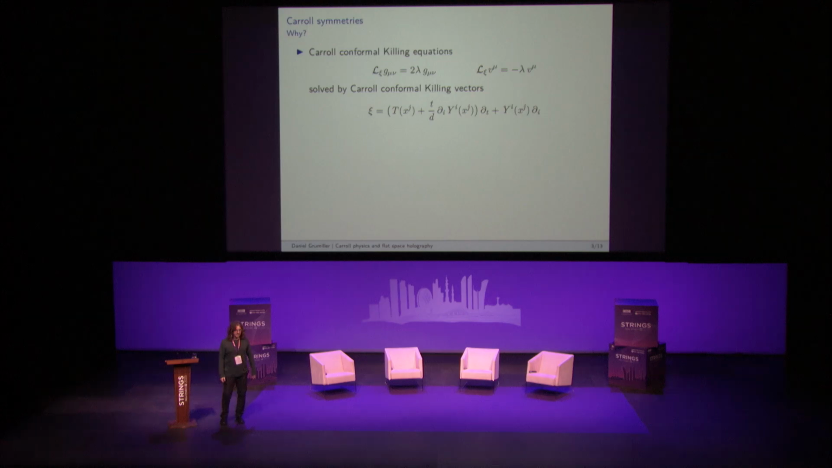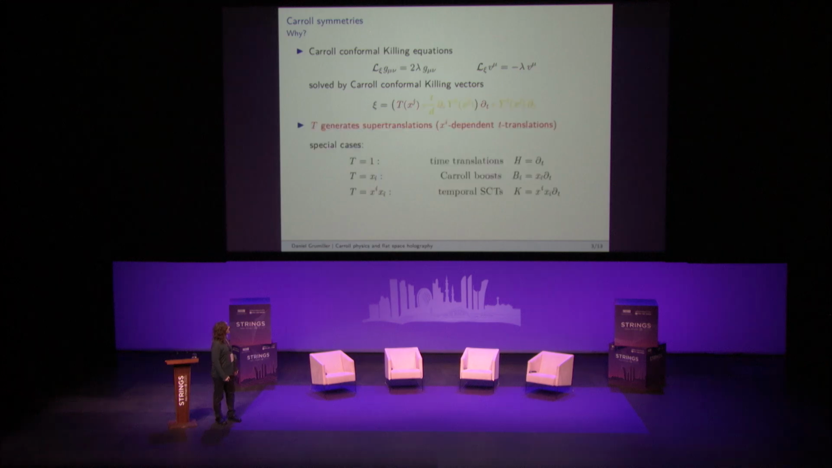I give one reason on this slide. And to answer this, let's look at the Carroll conformal symmetries by solving the Carroll conformal Killing equations. And the solution is given by these Carroll conformal Killing vectors. The first part contains an arbitrary function of space. So this part generates x-dependent time translations, also known as supertranslations. The best known examples are, of course, just standard translations.